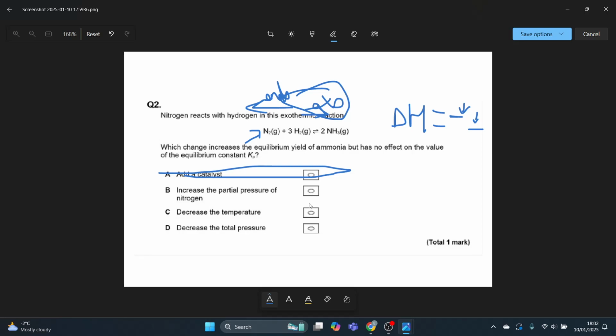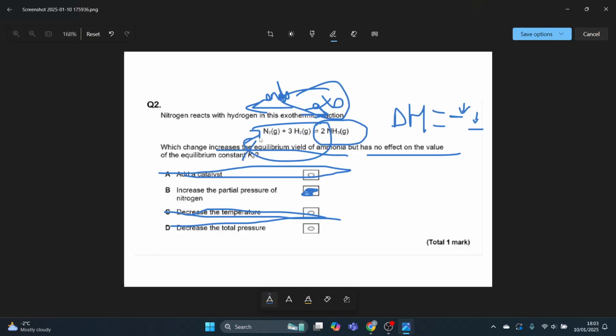And will decreasing the temperature have no effect on the value of Kp? No, it does have an effect on the value of Kp because then we've got more products divided by reactants. So that's false because it needs two conditions: increase the equilibrium yield of NH3 and also no effect on Kp. Decrease the total pressure. So it's between B and D. If I decrease total pressure, would that increase the equilibrium yield of ammonia? Well, decreased total pressure is going to shift to the side with more moles of gas, so no. So the answer is B.